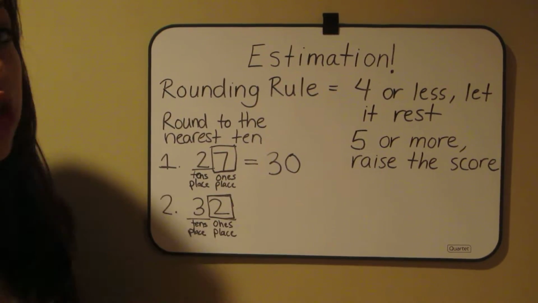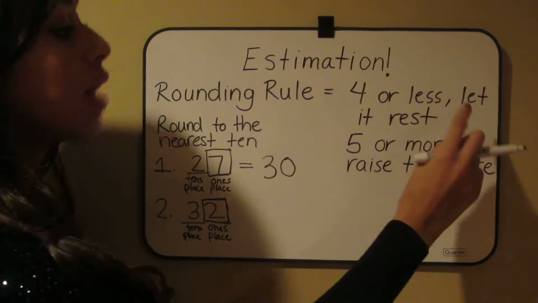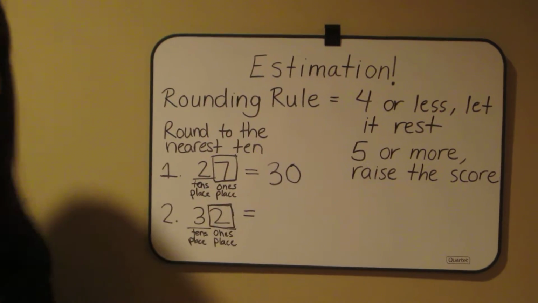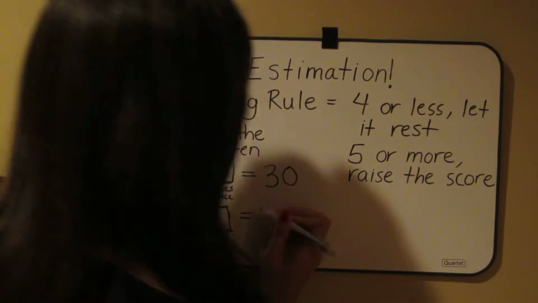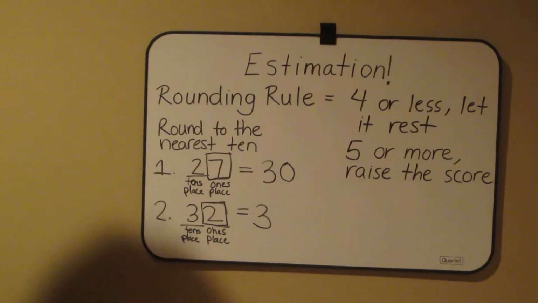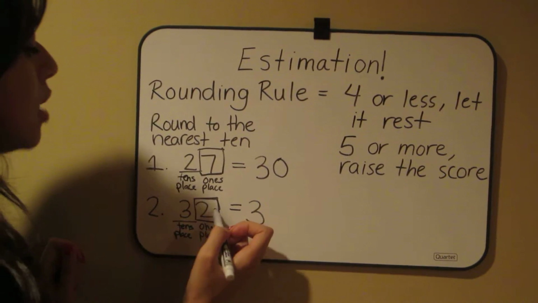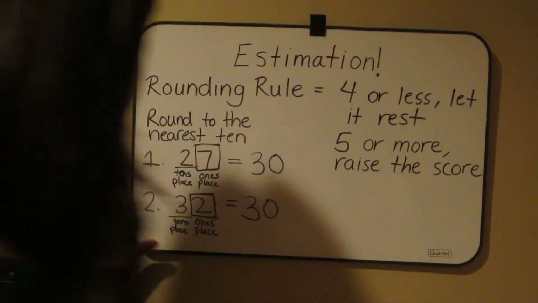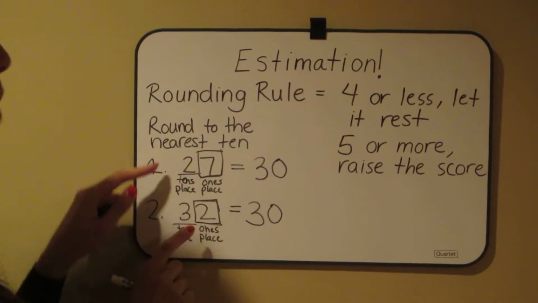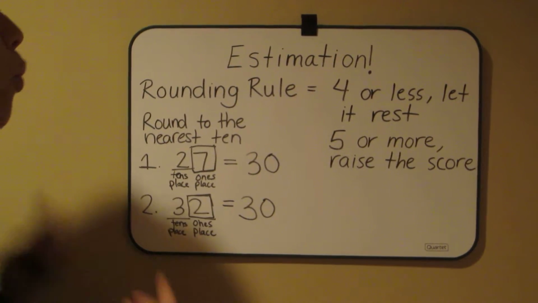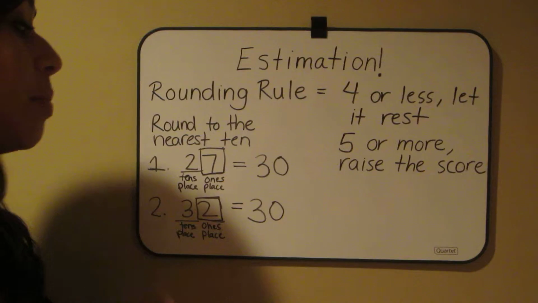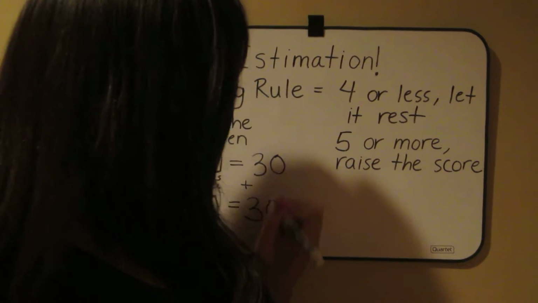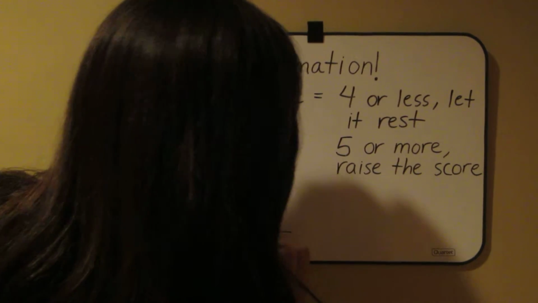And we know that 2 is less than 4, so if it's 4 or less, you let it rest. So we're not going to do anything to the 3. We're not going to add 1, we're not going to subtract 1. Not going to do anything, we're going to keep it the same. And then this number that's boxed in will again turn into a 0. So as you can see, these two numbers are completely different, but we did end up getting the same estimated answer. And if we add these two numbers, we would get 60.